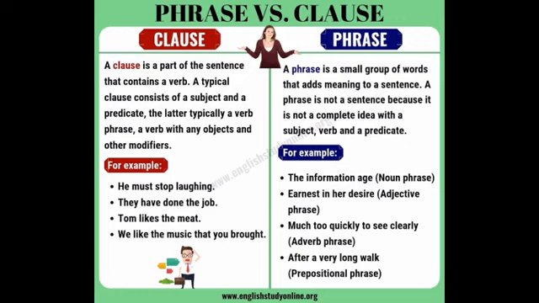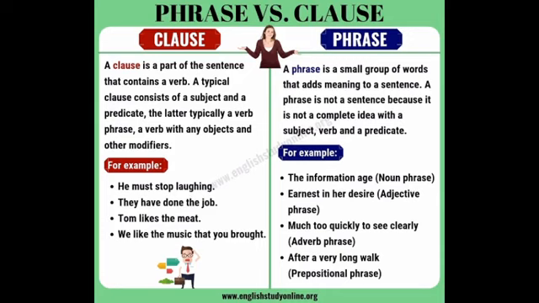Second idea. It doesn't contain a subject and a predicate. A phrase is just a small group of words. We already discussed the concept of words. And what is the speciality of that group of words? That group of words has no subject, no predicate.